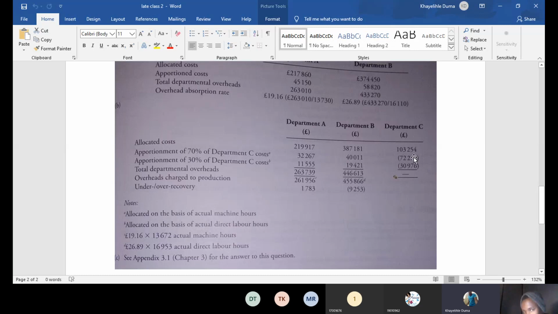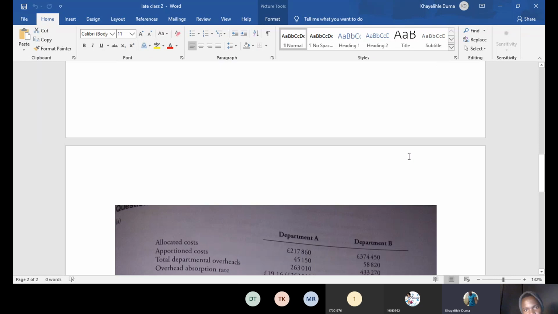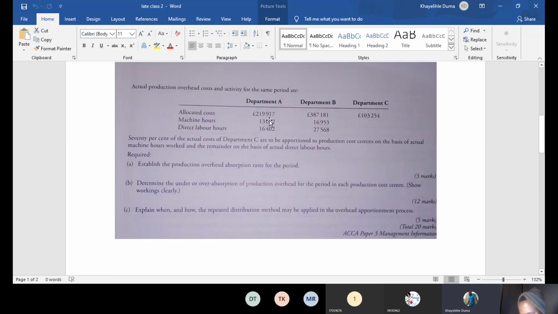And then after, what are you going to do? Then you'll get that you have to reapportion 72,277.80, so you round it off. Then you have to apportion this one using the direct machine hours. So after you get this amount, you can go and get how many machine hours you worked. These are the machine hours. So you'll add this one plus this one.